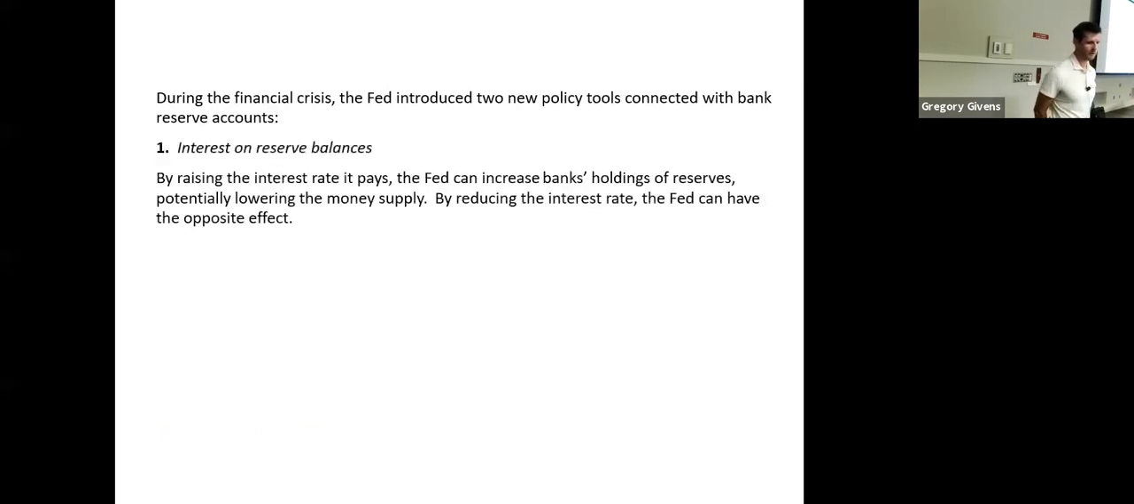Okay, during the financial crisis, the Fed introduced two new policy tools that are connected to bank reserves that are still in use today. One of them is interest on reserve balances. This one is enormously important to the conduct of policy today. You must understand this policy tool. Okay. 15 years ago, no one talked about interest on reserves in a monetary policy class because it didn't exist, okay? It does now and has a huge impact on the way the Fed conducts its business.